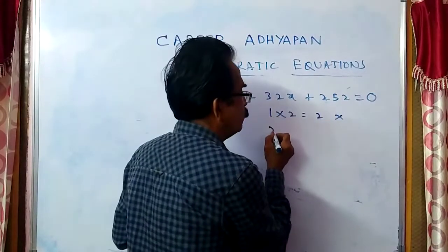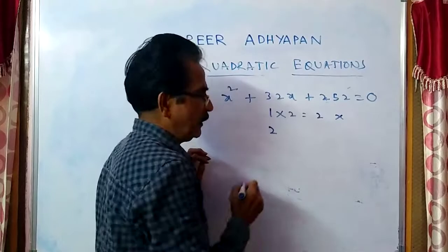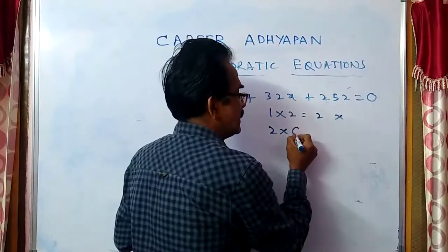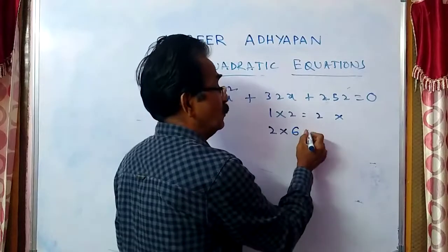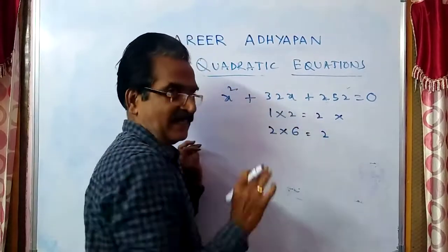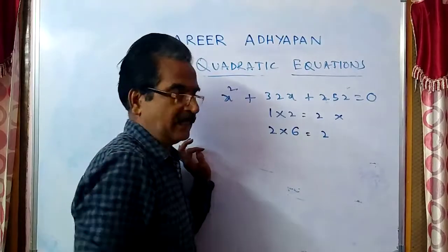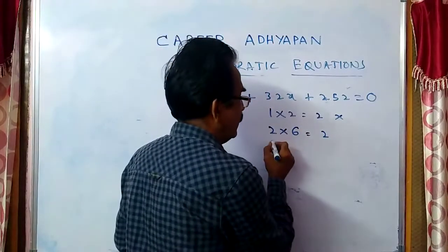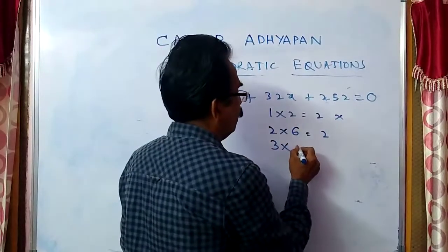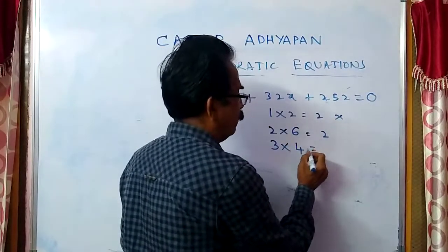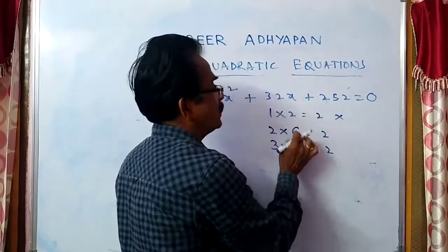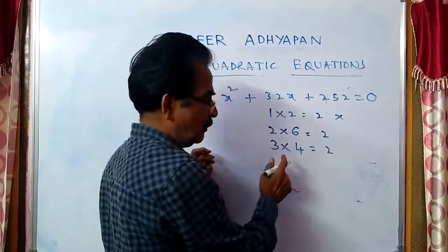Next let us take 2 here. If you take 2 here, here you can take 6. 2 into 6 is 12. But 2 plus 6 is equal to 8. So the combination is wrong. Let us take 3. 3 into 4, 12. Fine. But 3 plus 4 is equal to 7. So this combination is not correct.